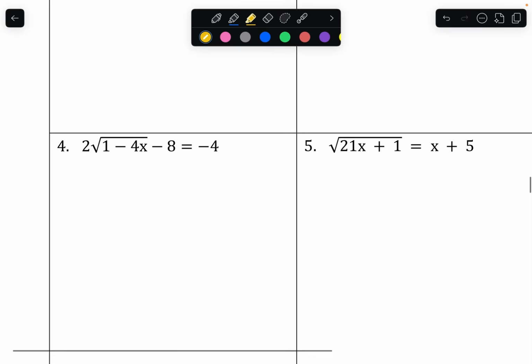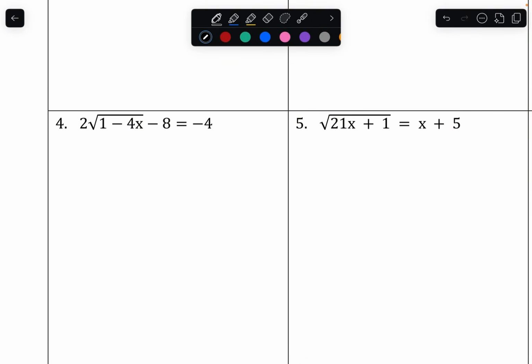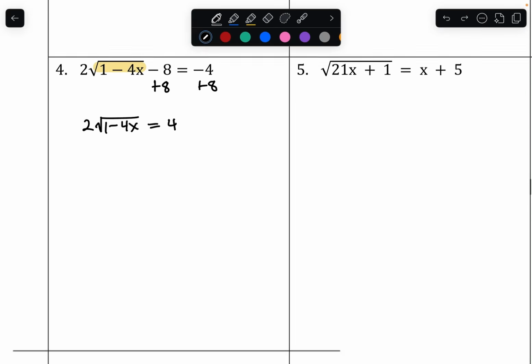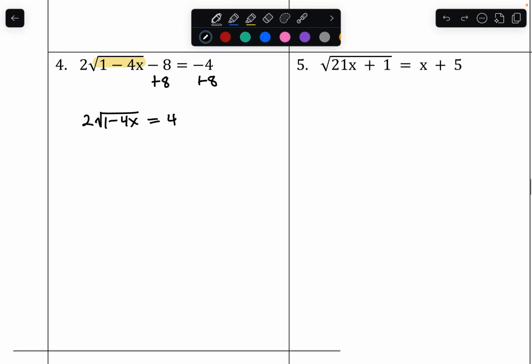Next we have a lot more going on, but your first step is still to isolate the radical. Here is the radical, and then we have to get rid of the things outside. Your first step is to add 8. That leaves us with the square root of 1 minus 4x equals 4. We're taking care of this negative, so don't call it a no solution case until you've isolated the radical. Next step is we are ready to divide by the 2.